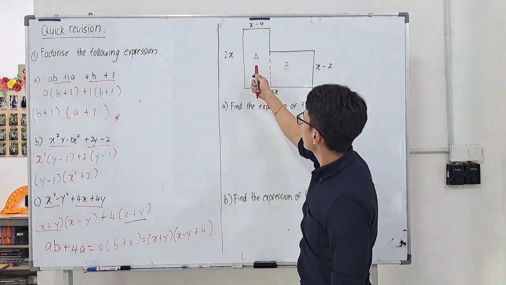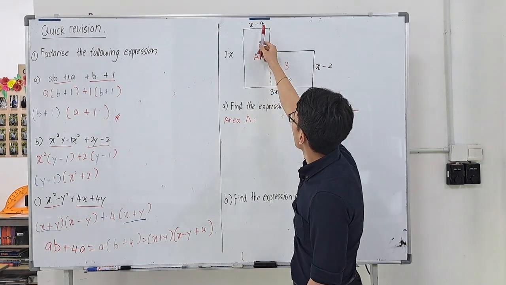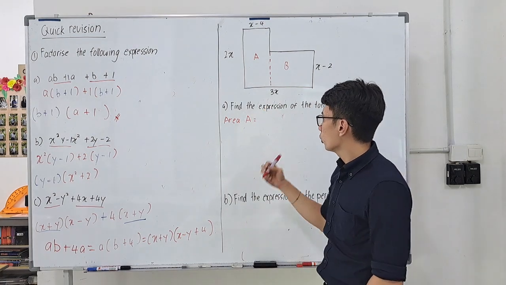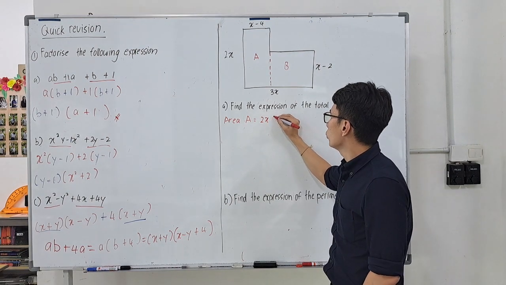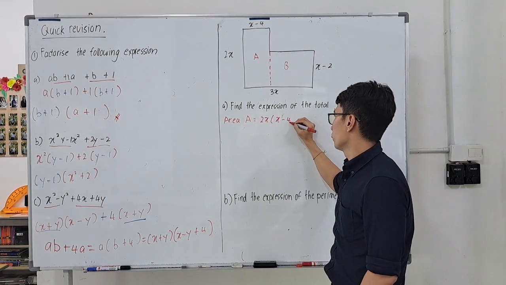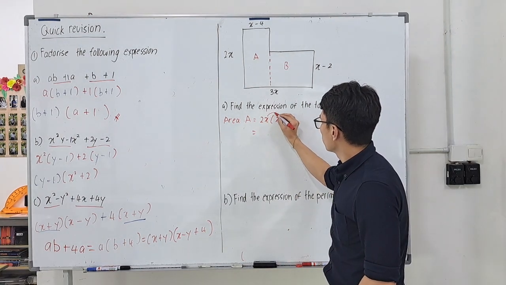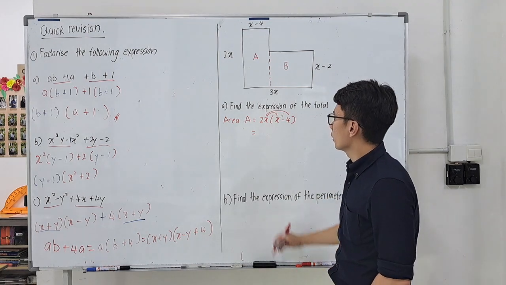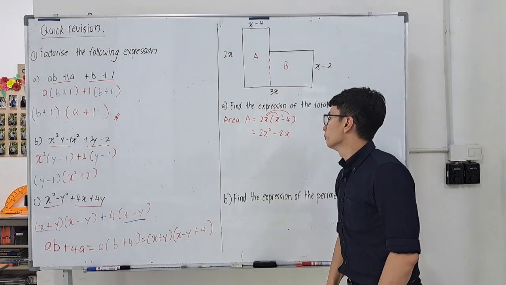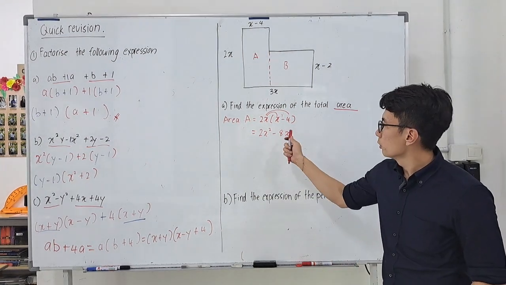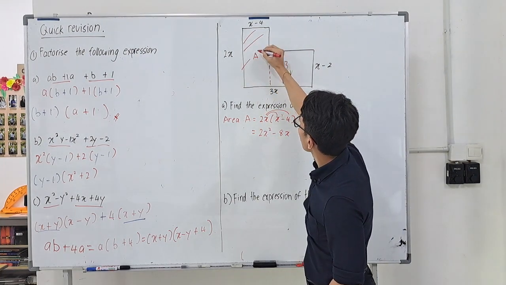So over here for area A, I'm just going to write here, for area A, I have my base, I have my height. So all I have to do now is to input them into my formula. So I will have 2x and x minus 4. And I can just expand this accordingly. This multiply with this, multiply with that, I should get 2x squared minus 8x. Okay, looks good. So this is my expression for area A, which I'm coloring red right now.